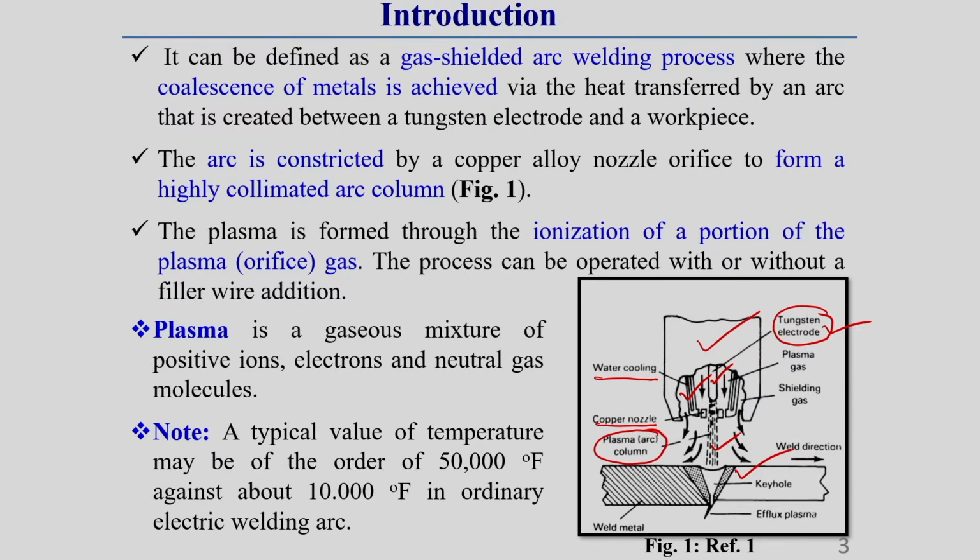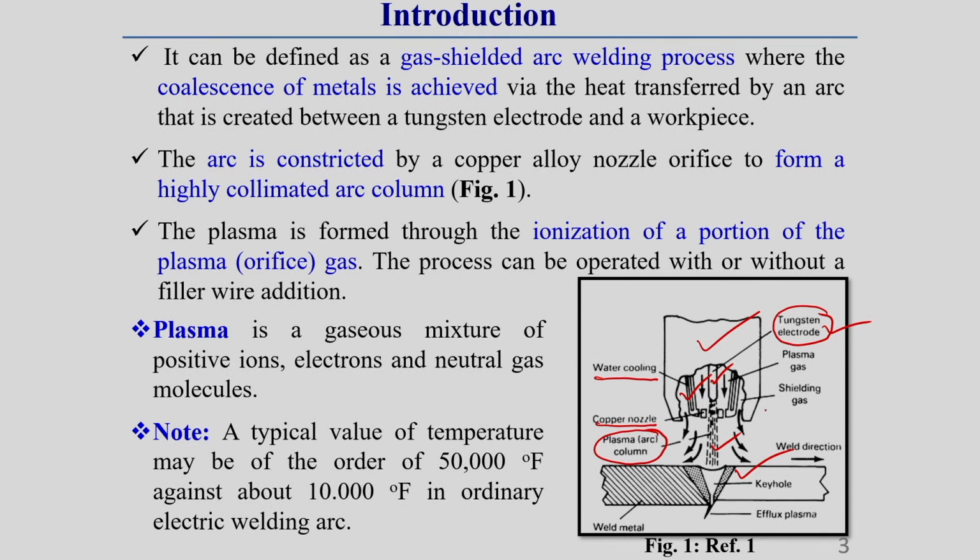Outside of this water cooled copper nozzle, there is another orifice or nozzle. Through this nozzle, you see this black arrow I have provided. This black arrow represents the shielding gas. Outside of this copper nozzle there is another nozzle, or orifice, through which this shielding gas comes out.